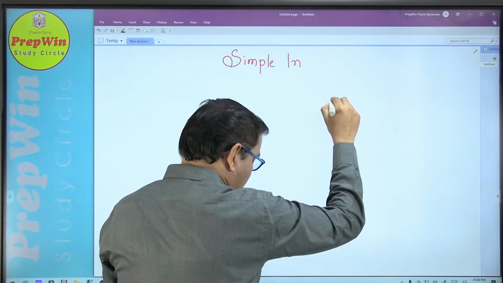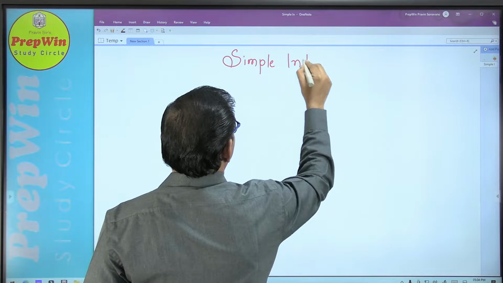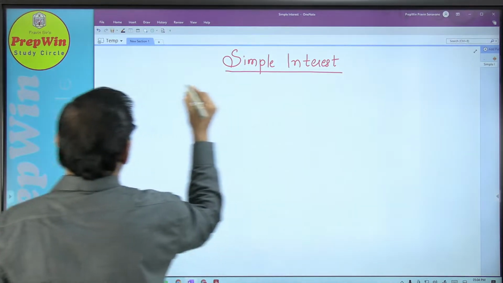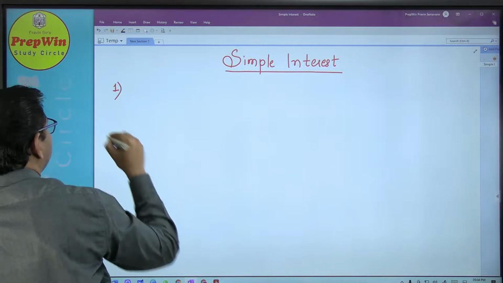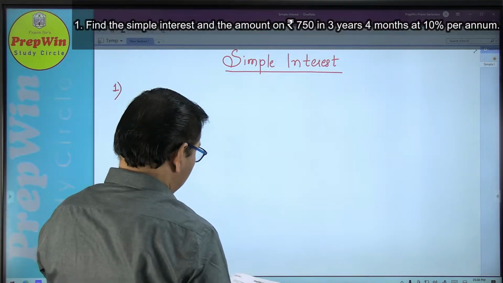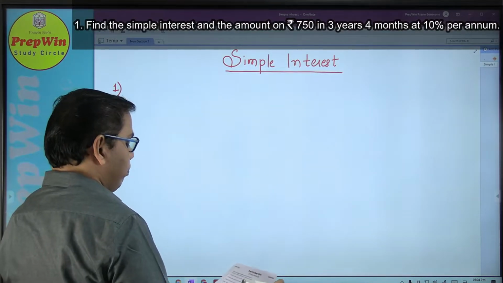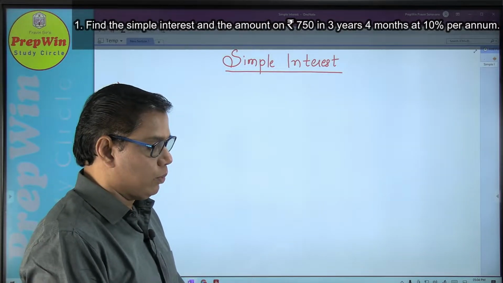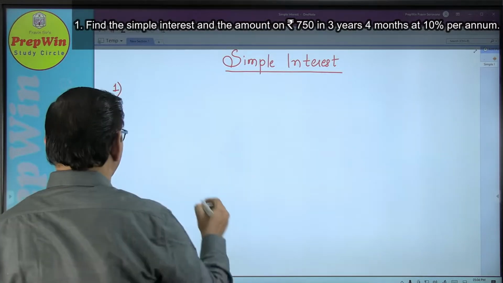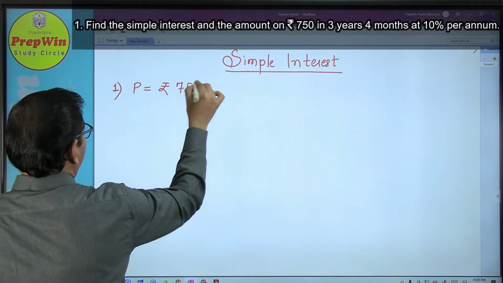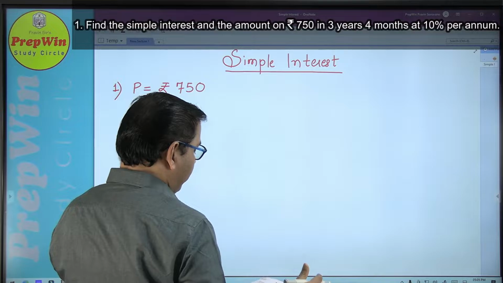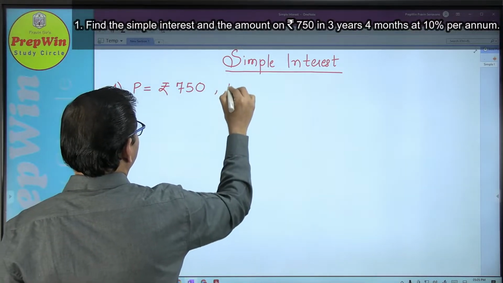ICSE class 8 chapter is simple interest. Now if you see question number 1, what is the given data? Data is: find the simple interest and amount. We have to find out simple interest as well as amount. Okay, principal is rupees 750. Then period is 3 years, 4 months and rate of interest is 10% per annum.